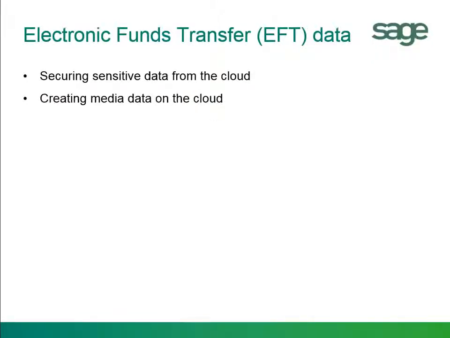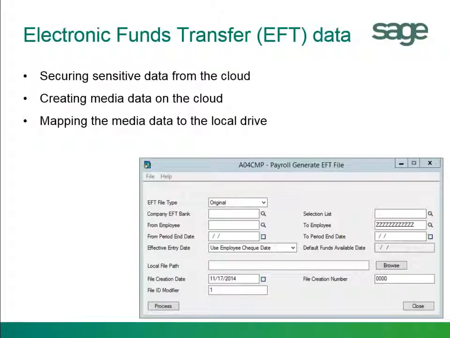First, we will generate a Payroll EFT file on the Sage 300 online cloud. And then we will create a folder on your local system and browse to this folder. Have all the information in the file be generated and stored onto your local system. And then we will verify the file is on your local system through the Sage 300 online cloud.